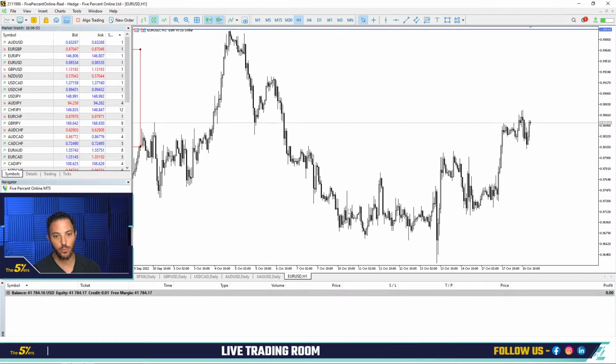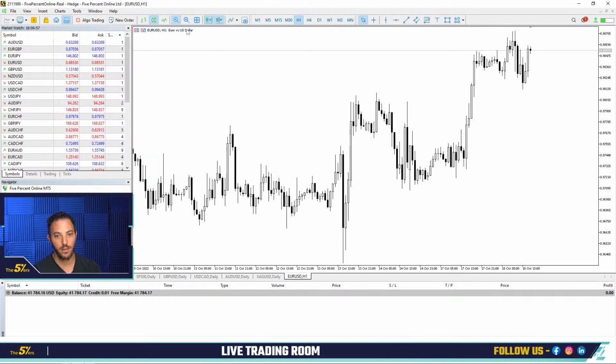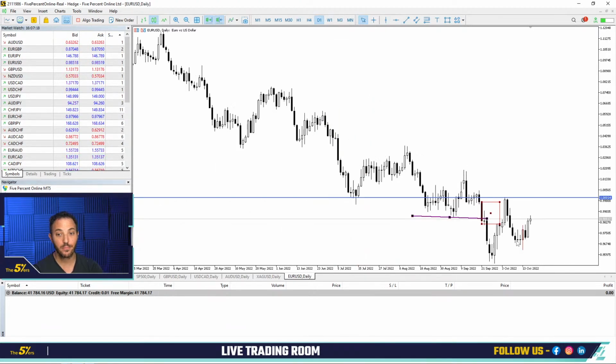Okay, so we have the pullback, and then we have a lot of sideways movement, and look at this movement here. Okay, look at this formation here. In order to create these movements, I guess there was some news related to that movement. There's a lot of fundamental movement behind this, large size movement. So that creates new demand. We see the reaction of that, and on the dailies we see that creates a pivot point.